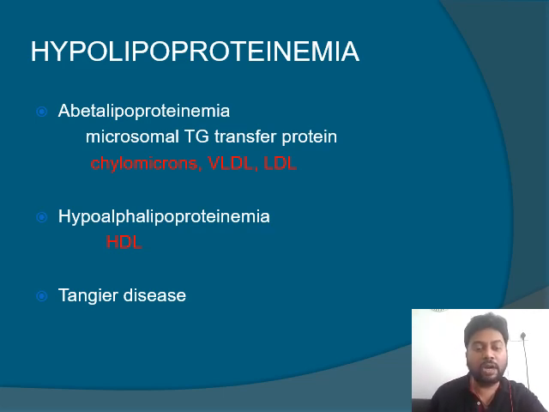Next, coming to the third one, Tangier's disease. Here the defect is in the ABCA1 protein, ATP binding cassette protein A1. What is the function of this protein? It helps in the transfer of cholesterol from peripheral tissues into the HDL. Thus, it plays an important role in reverse cholesterol transport, decreasing the cholesterol accumulation in the peripheral tissues. If this protein is defective, cholesterol cannot be removed from the peripheral tissues and formation of HDL will be affected.